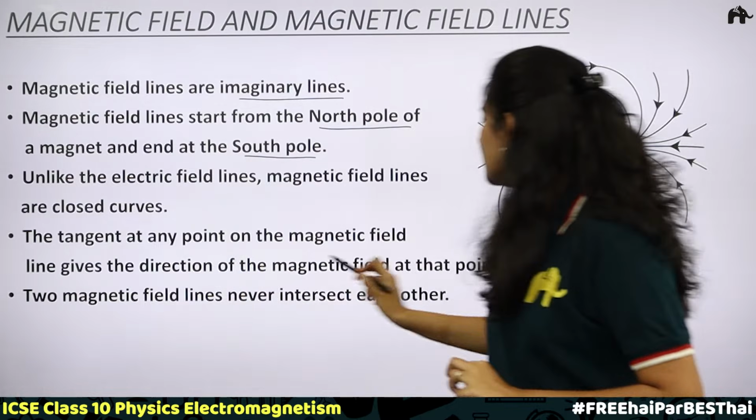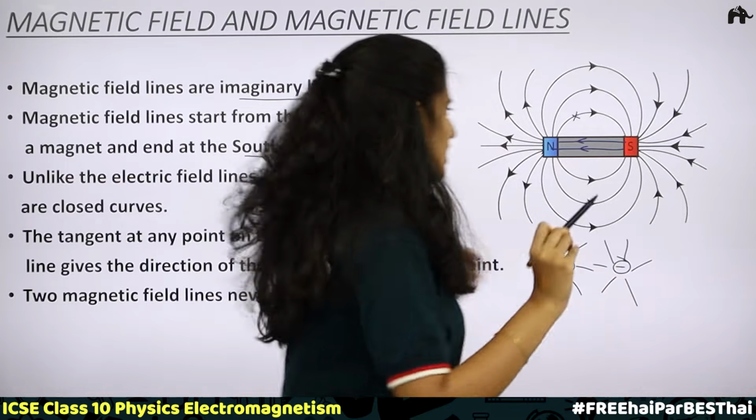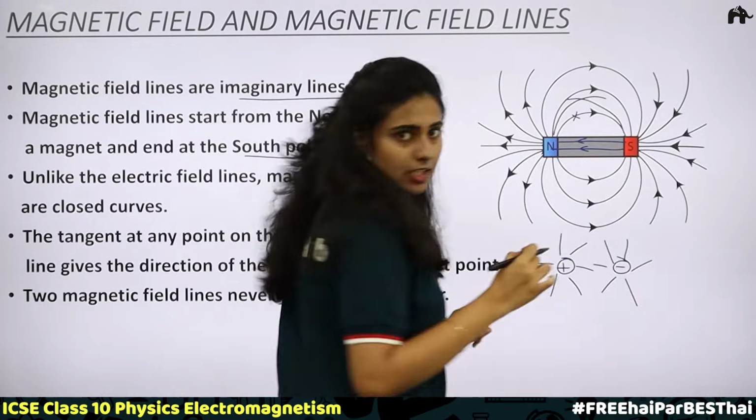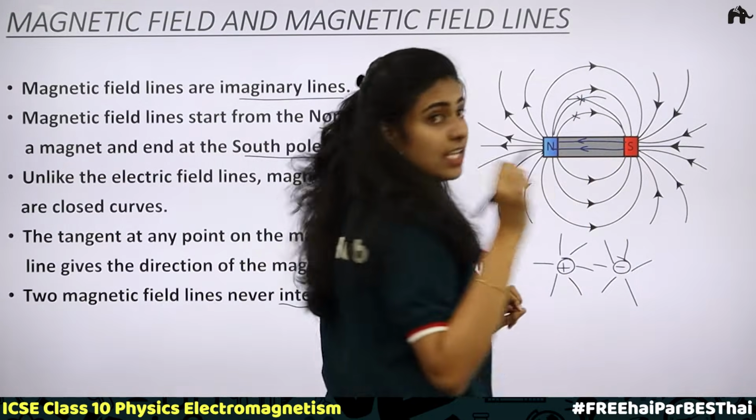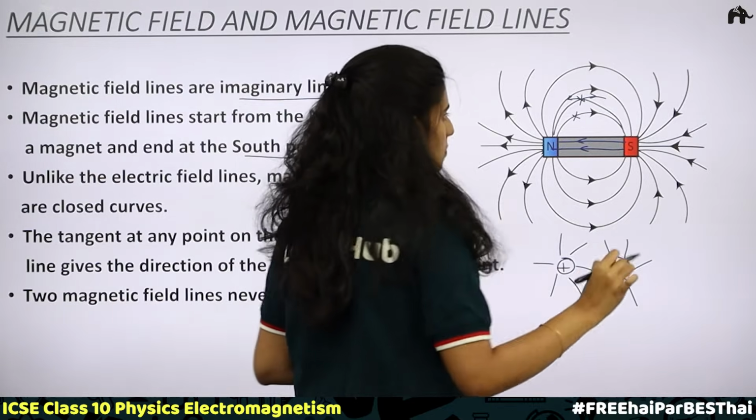Two magnetic field lines never intersect each other. This is a very important point. Let's say you have two magnetic field lines which intersect each other. If they intersect, it means that at this point there will be two directions of magnetic field, which is not possible.